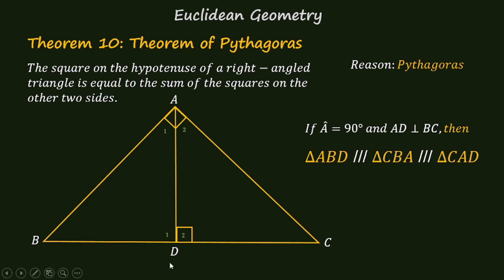CAD. Let's recap this. You start at 90 degrees, go anti-clockwise A, B, D. You start at the other end C, you take the whole triangle C, B, A. You start at C again, and then now you take the smaller triangle, it's C, A, D. So those are the three triangles that will be similar to each other in this sort of a problem. And the reason that we use is Pythagoras or right-angled triangle. Let's do an example on this theorem.